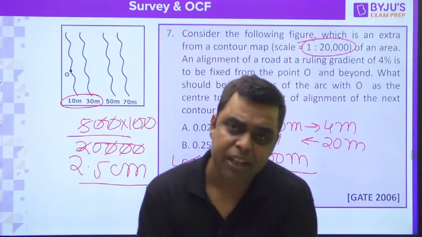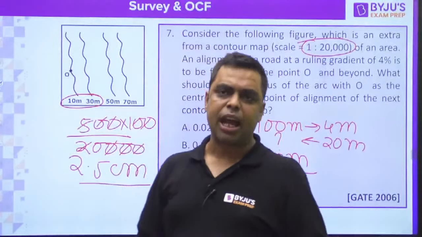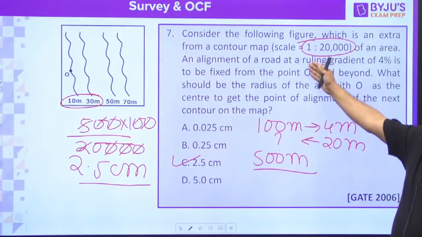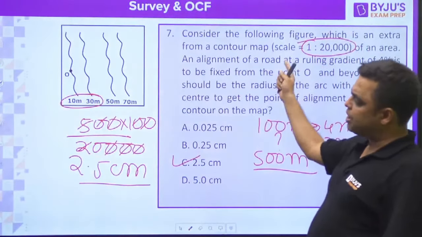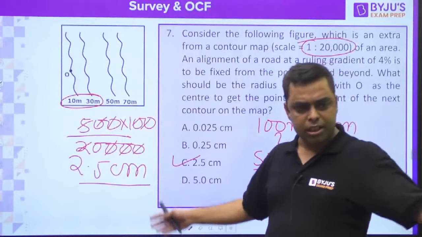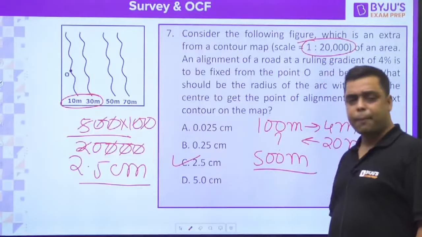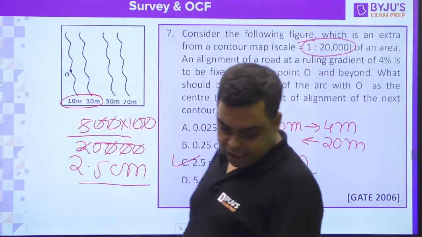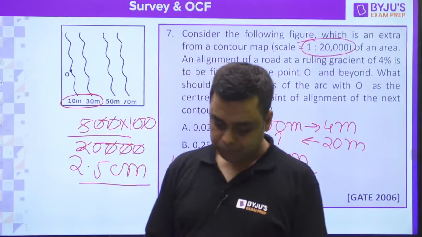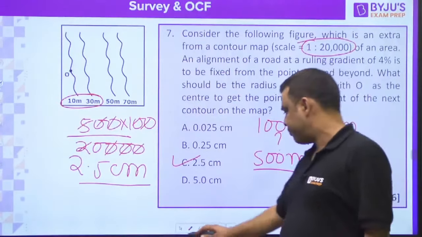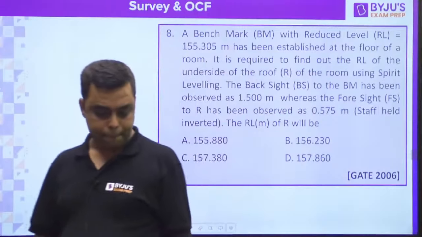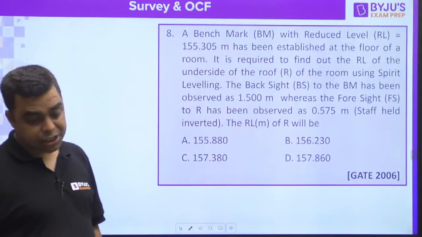See, you can go a different way. You can have multiple ways. Like you can tell that for 20,000 centimeter we have 1 centimeter, or for 200 meter we have 1 centimeter. So 500 meter will have how many centimeters? That is 2.5 centimeter. Is it clear, everyone? Shall we move to the next question?